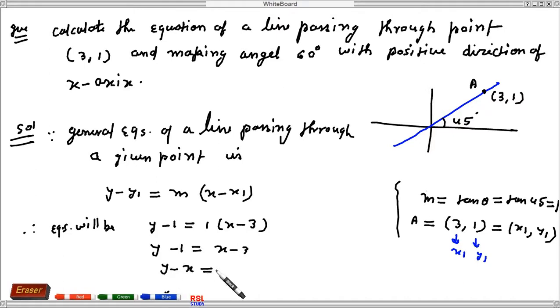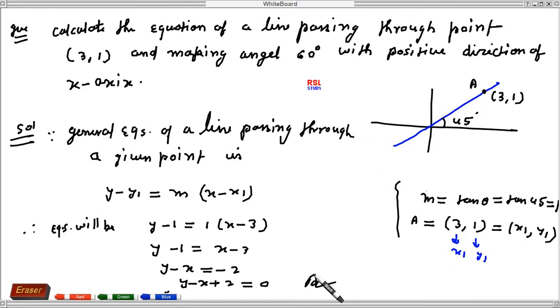So after solving we get y minus x plus 2 equal to 0, and this is the final answer. We can also write that x minus y minus 2 equal to 0, just multiplying the negative sign in this. So that is your choice.